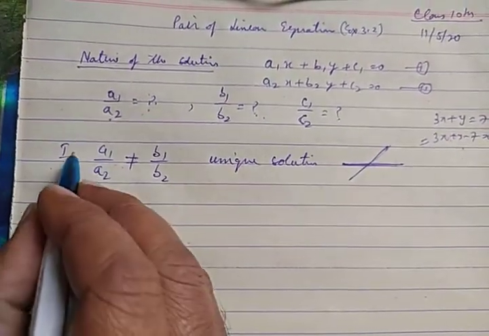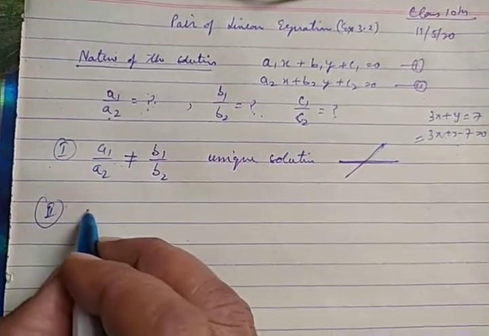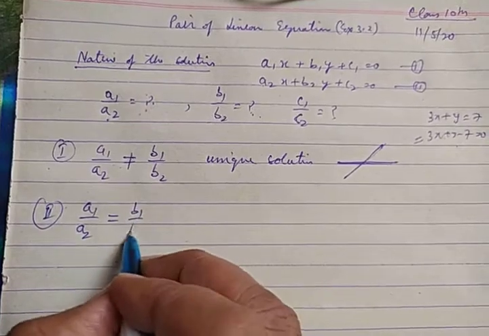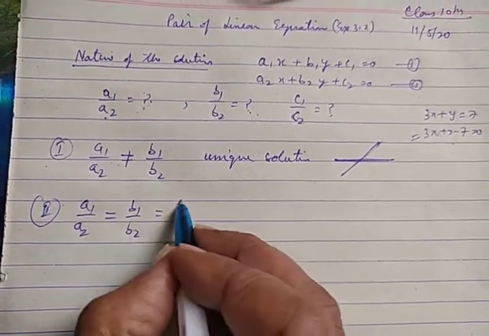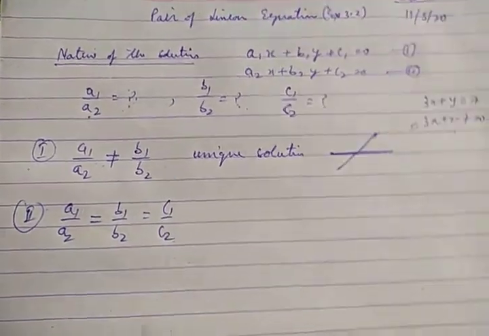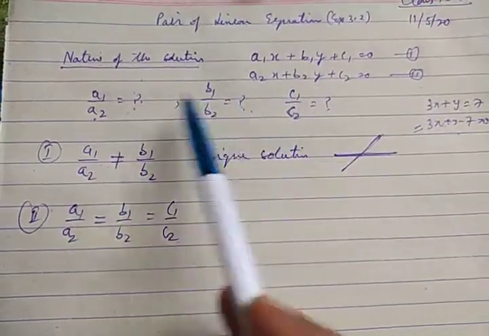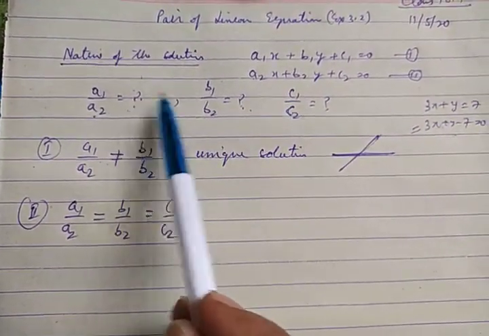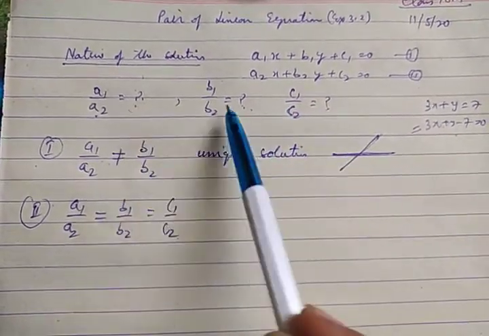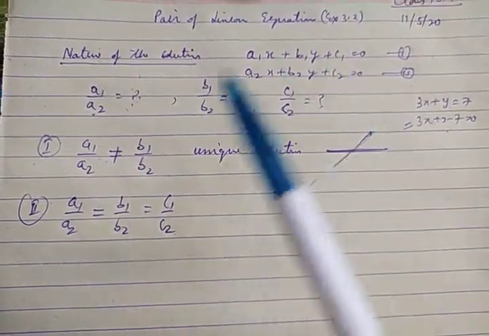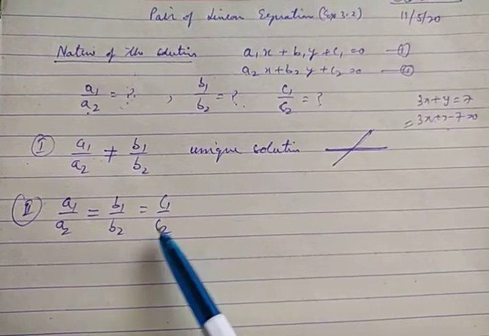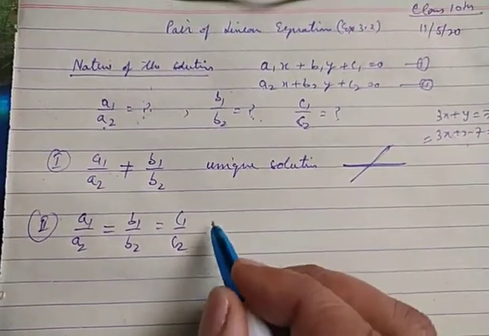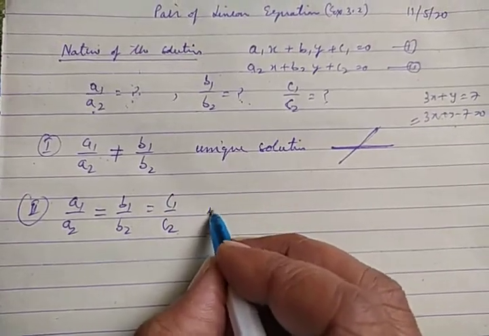Second condition is a1 upon a2 is equal to b1 upon b2 is equal to c1 upon c2. If all three quantities come out equal, when you calculate a1 upon a2, b1 upon b2, c1 upon c2, you will have to conclude which condition is being followed. If this condition is following, then you will conclude infinitely many solutions.